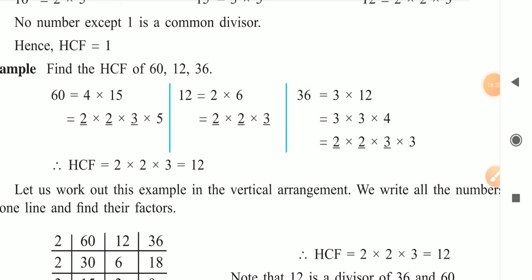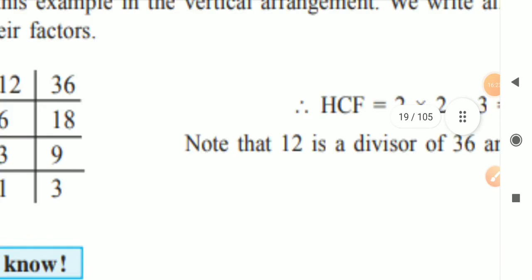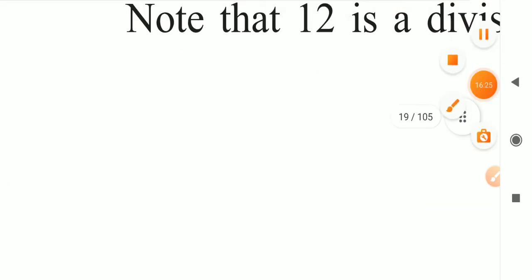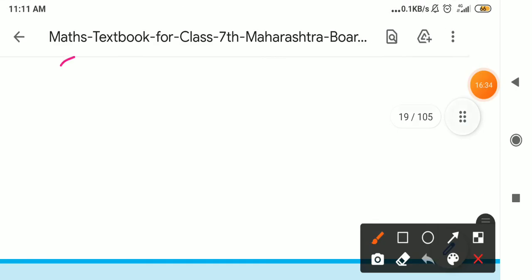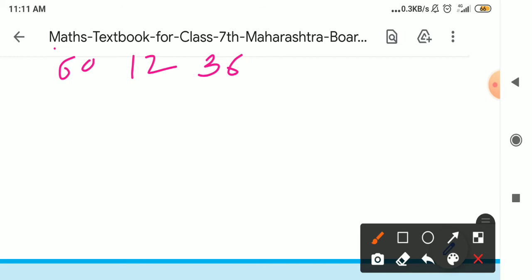Okay? So how to find the HCF of 60, 12 and 36? I will show both the methods. 60, 12 and 36. Okay? So 60, 12 and 36.